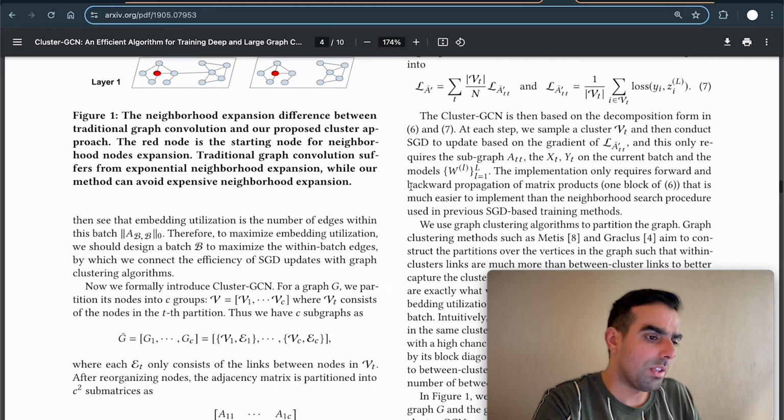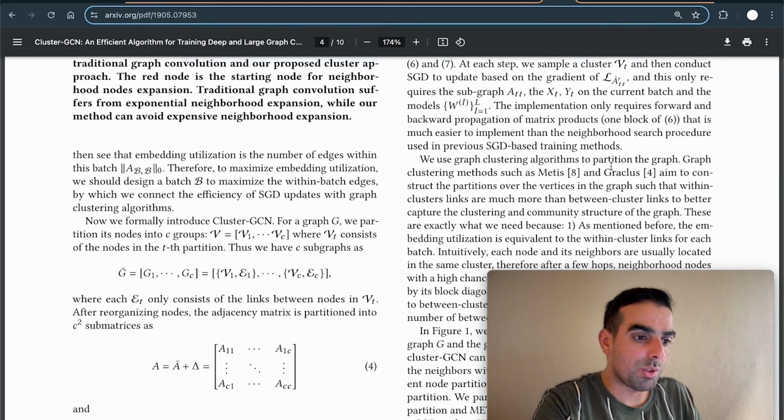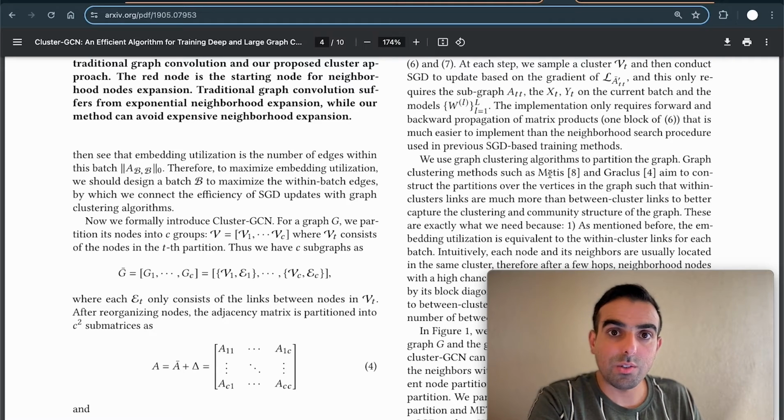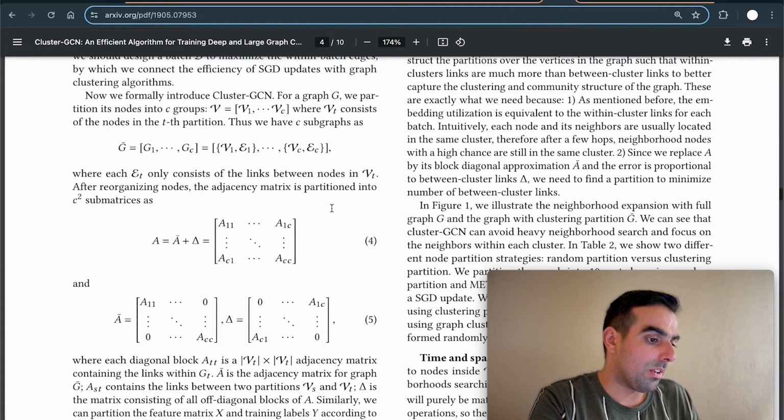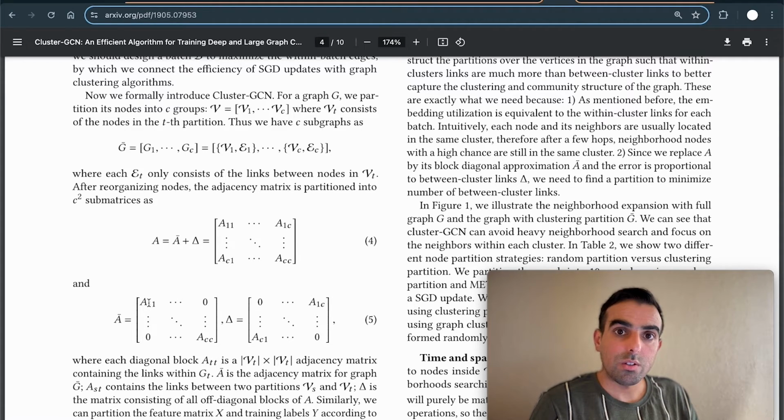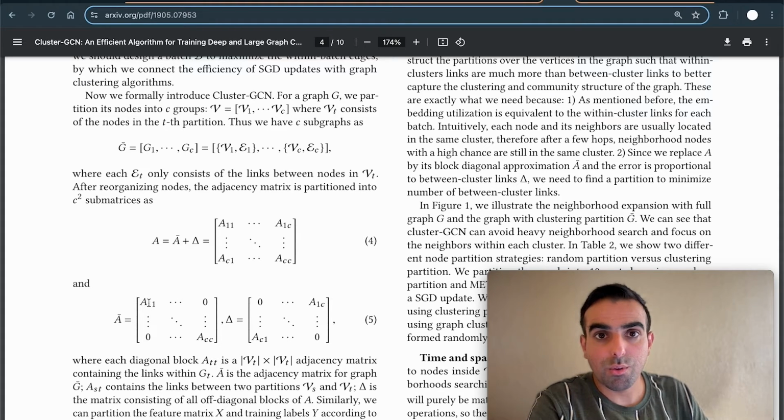So they used clustering algorithms to partition the graph, Metis or Graclus, and they get the graph clusters from these two algorithms, and they order the adjacency matrix in a block diagonal order, and they merge a number of subgraphs together, and they feed these group subgraphs into the graph neural network as one batch. And they train the graph neural network in this manner.